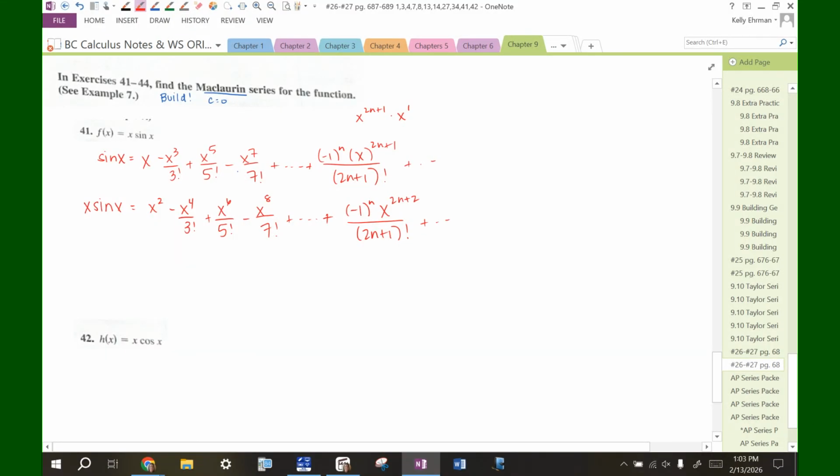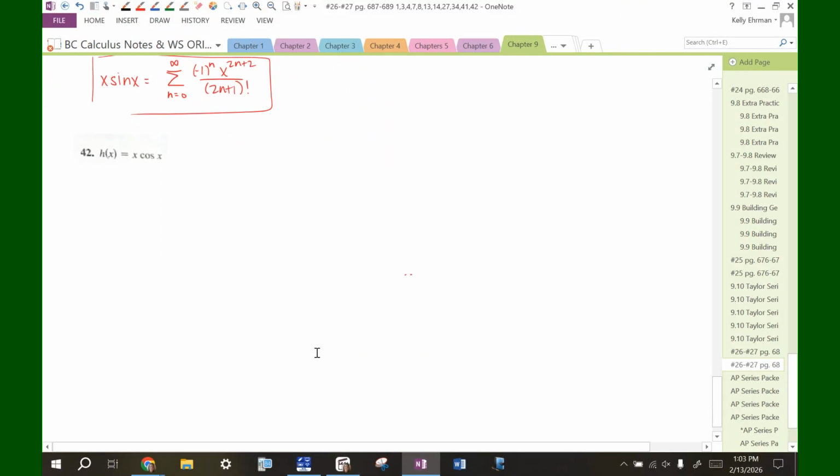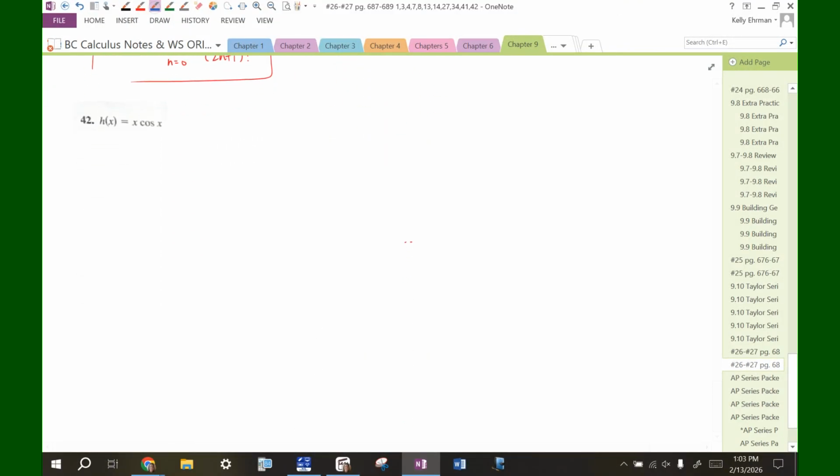So find the series. I just need to write the same thing in a series form. So x sine x is equal to the sum from 0 to infinity of negative 1 to the n, x to the 2n plus 2 over 2n plus 1 factorial. And I can do the same thing with cosine. And I think this is our last problem. So let me see if I can get this right.